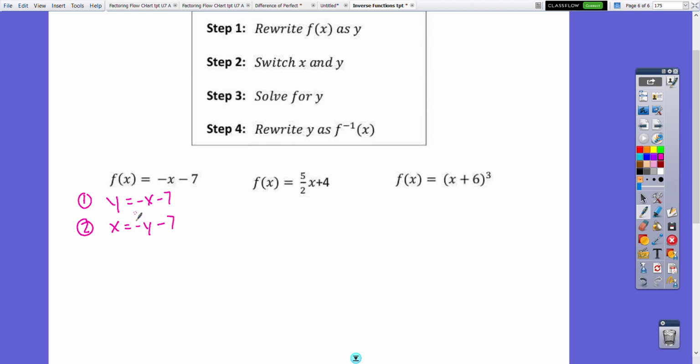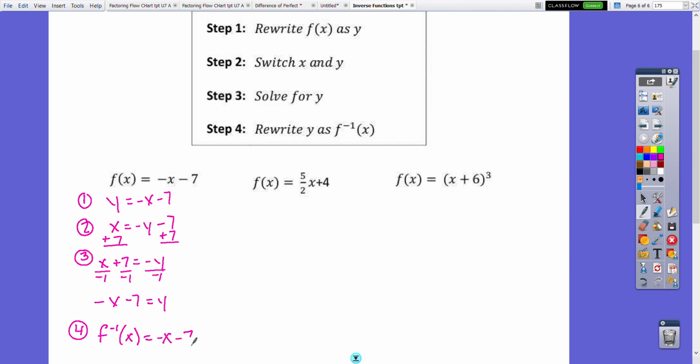And notice how I didn't move the negative sign with the x. I left it exactly where it was because the only thing that switches is the x and y. Step 3, we're going to solve this equation, so add the 7 to both sides. So I have x plus 7 equals negative y. Well, I don't want to know what negative y is. I want to know what y is. So we have to divide everything by negative 1. And I have negative x minus 7 equals y. But we're not done because we need to get step 4 in there, which just says we got to rewrite it to say the inverse of f of x equals negative x minus 7.